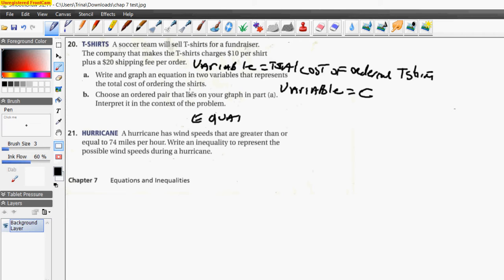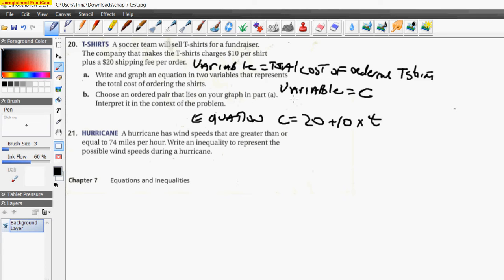The equation will be something similar to this. C equals 20 plus 10 times, do the times sign, T. Alright? And we know what that basically means. The T, of course, is going to represent the actual t-shirts itself. Very, very, very important. Okay?